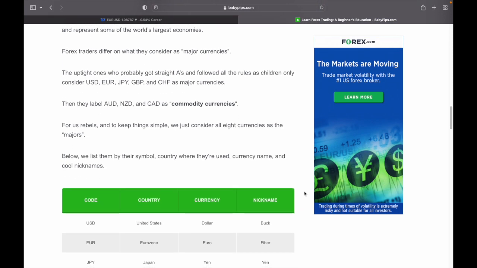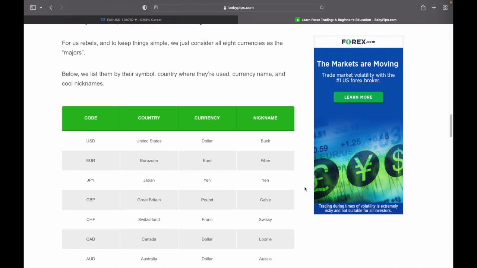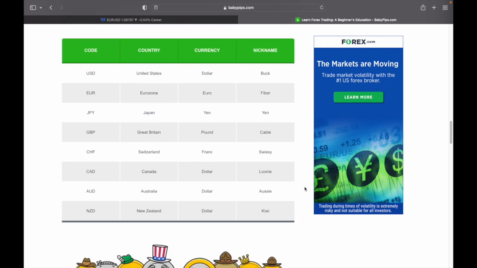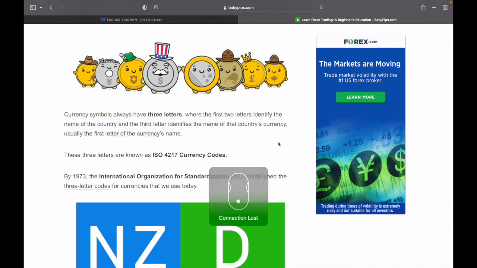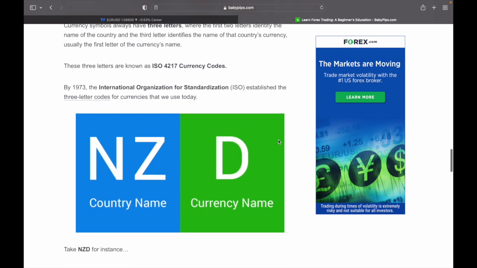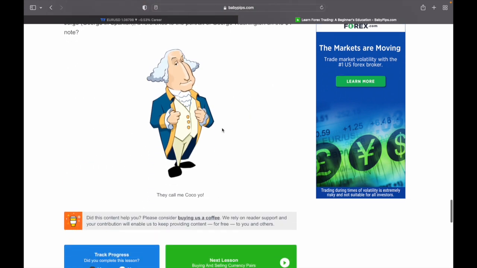Below, we'll list them by their symbol, country, currency names, and cool names. So here's a little list. Big thing to key in on: currency symbols always have 3 letters, where the first 2 letters identify the name of the country and the third identifies the name of the country's currency, usually the first letter of the currency's name. So, pretty much New Zealand, country name, dollar. Simple.